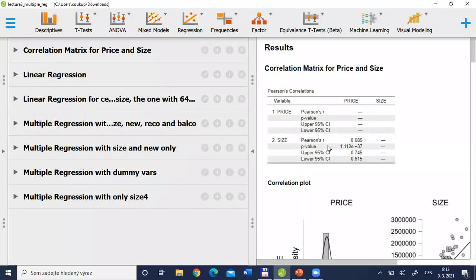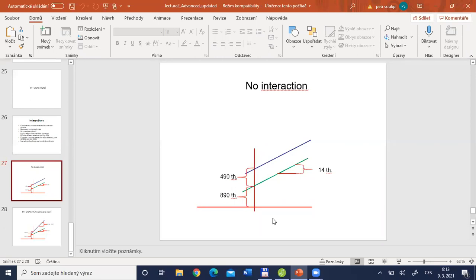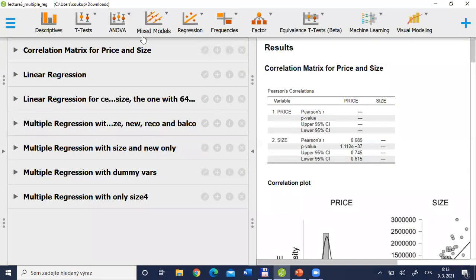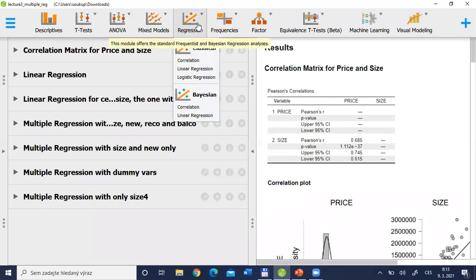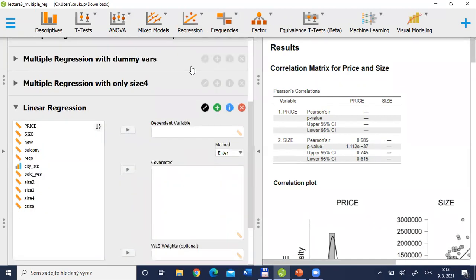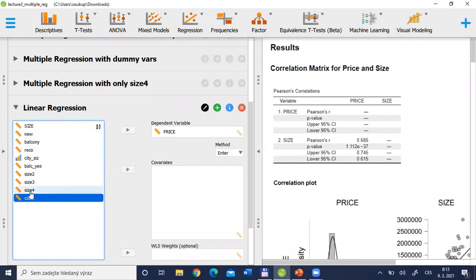So I would go back into JASP. And here, before we start to model interactions, we will only try to compute the same model as we have here. So only size, price, and whether it is new or not will be included. I would call for new regression, linear regression, of course, and we will add our variables. Price is dependent. Size, which is centered, would be the first independent, and the second independent variable would be new.